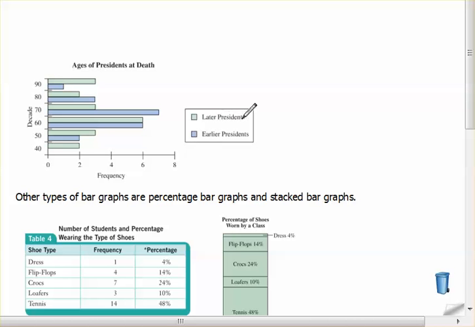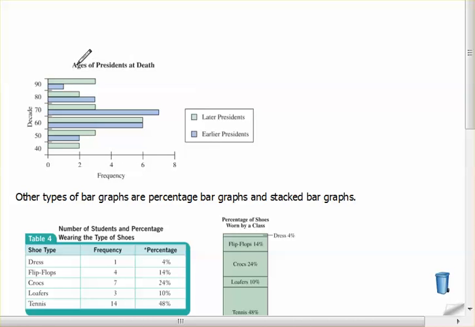So if I were going to be doing this graph, I would want to make sure to list out what I meant by later presidents. You know, presidents after 1920 or something like that. Earlier presidents being those before 1920, something like that. You really want to make sure that you label everything so carefully and properly, because all you have when looking at these graphs and interpreting them is what's written out here.